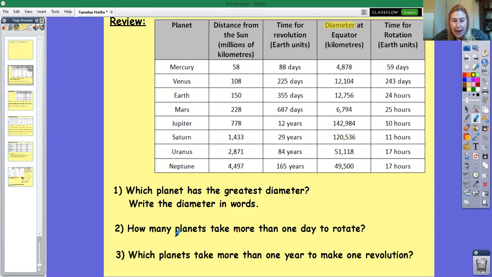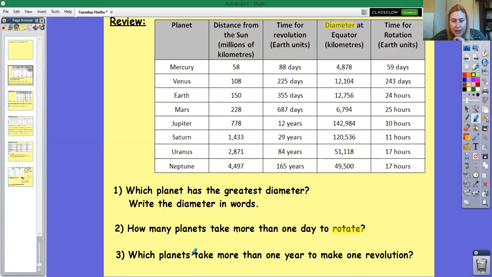Then the next question says, how many planets take more than one day to rotate? The key word there is going to be rotate, rotations. Rotate is about planets turning. So how many planets take more than one day to do a full turn? Or maybe some of them take less than a day. So you might need to think about how many hours there are in a day.